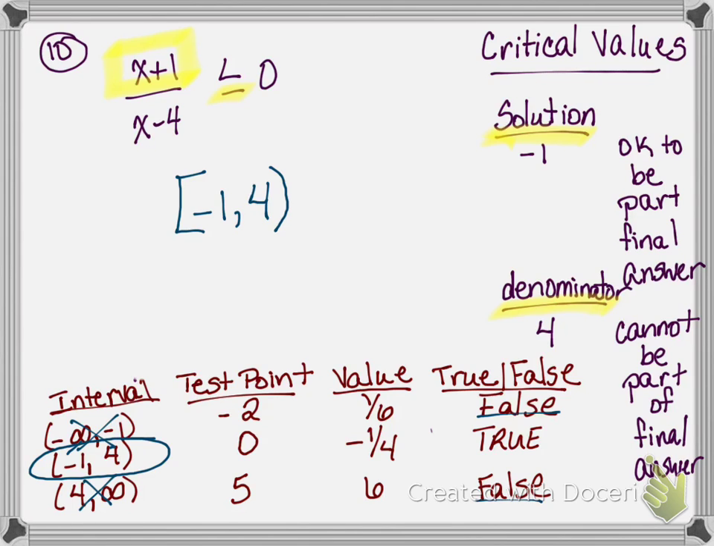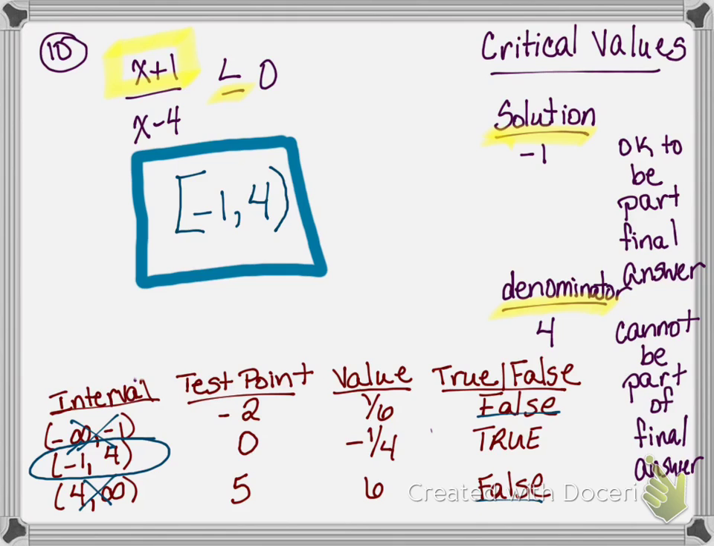So this interval is negative 1 to positive 4, with the bracket around negative 1 and the parenthesis around positive 4. This is the answer to my original question.